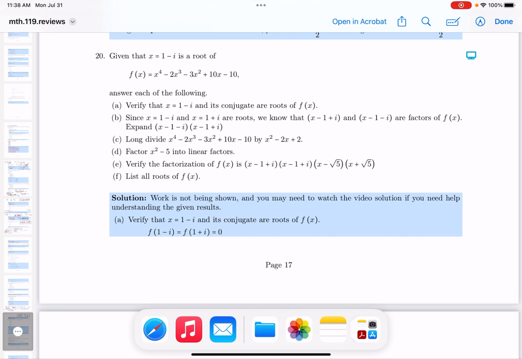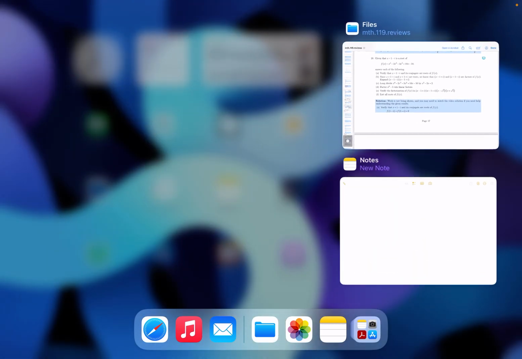Okay, number 20, I'll go to the whiteboard because it's going to need a little space to get there. And we'll answer each question separately. So you're given a polynomial. This is, again, number 20. You're given a polynomial.